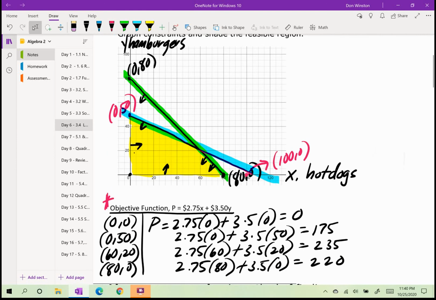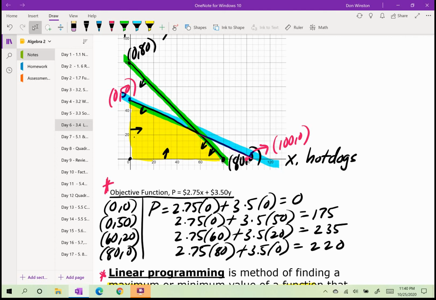Now the thing is, with a linear programming problem, you maximize or minimize the objective function at what's considered the corner points of the feasible region. Well, one corner point is 0, 50. The other corner point is right here. Again, the corner point of the feasible region is 80, 0. Another corner point is 0, 0, which is right here.